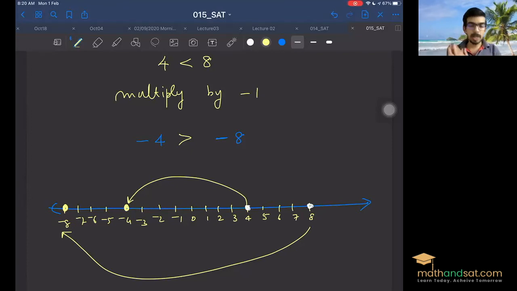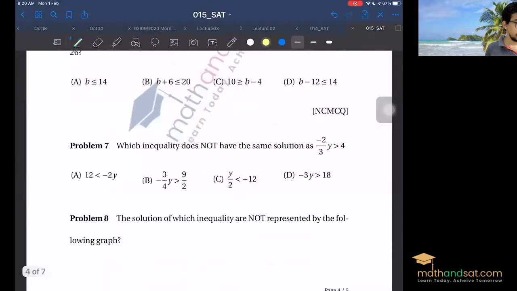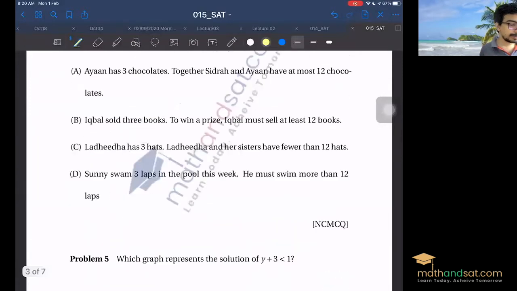Okay. Now shall we move on to the problems? Shall we move on to the problem sheet? Let's see the problems one by one.